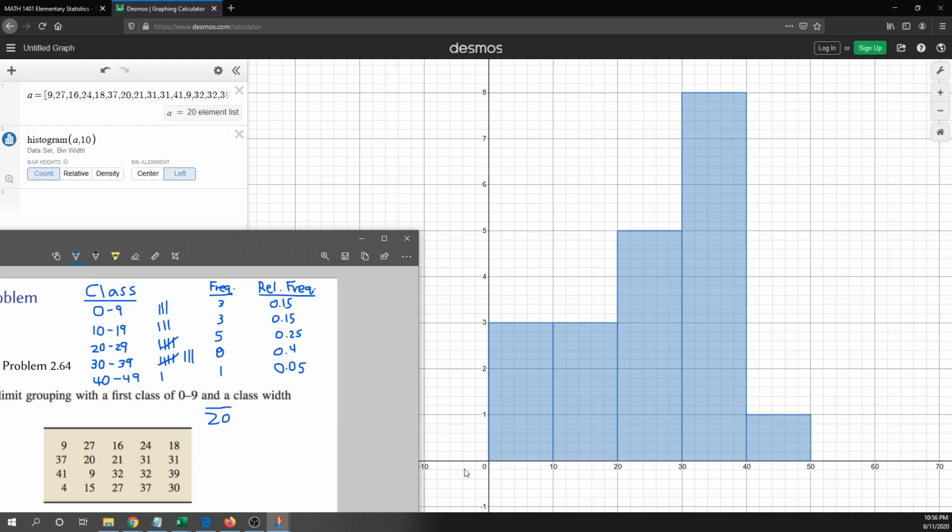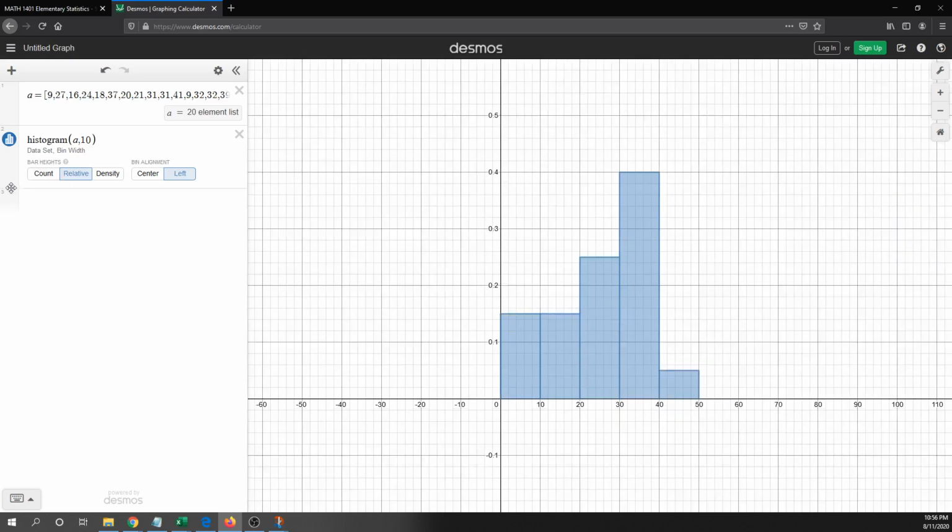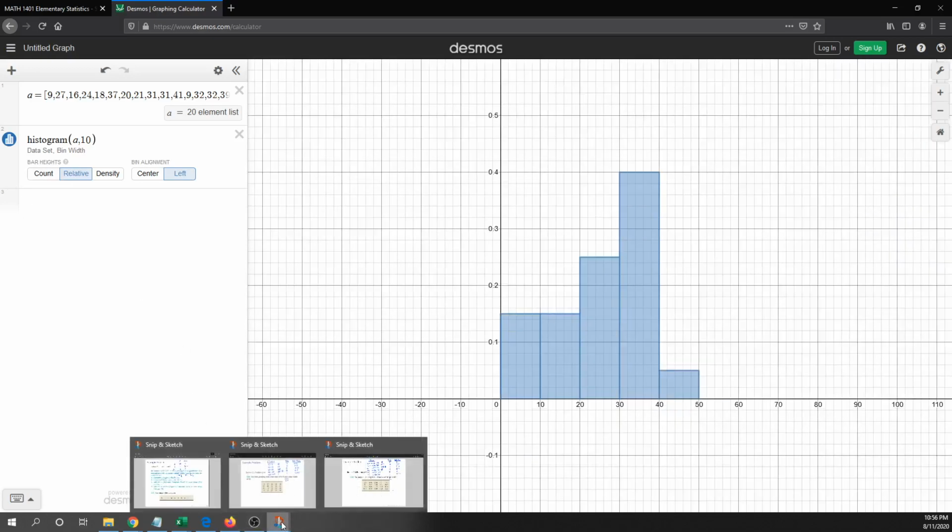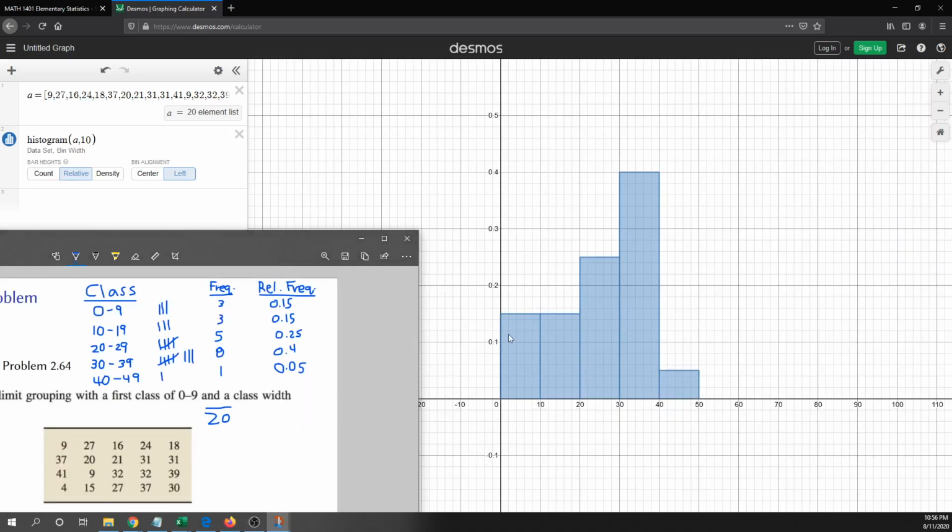So this class was 0 to 9. You can see the frequency was 3. 10 to 19 right here, frequency was 3. 20 to 29, frequency was 5. 30 to 39, the frequency was 8. 40 to 49, the frequency was 1. So you get this nice picture right here relatively easily. If you want the relative one, you can do that. Zoom it out. And so you can get a pretty good picture of what the data looks like.